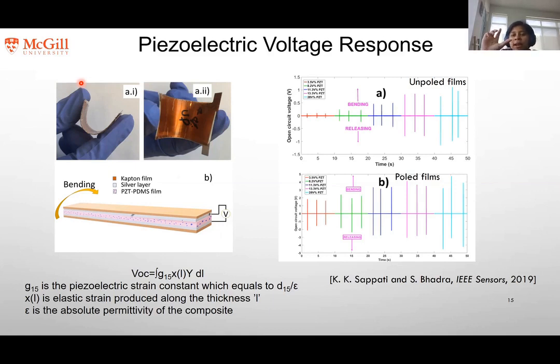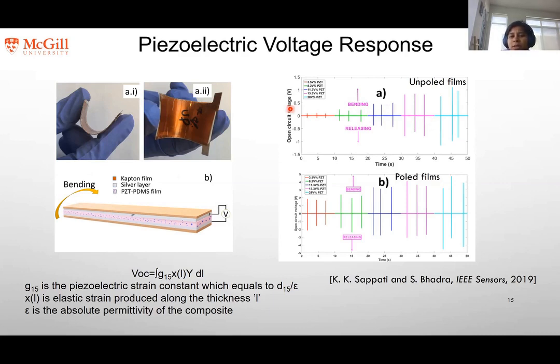So we take this packing, and then we basically bend them. You can see the direction, we bend them, and we measure the voltage across the electrode. So you can see these are basically 5 different volume percentages of composite film.